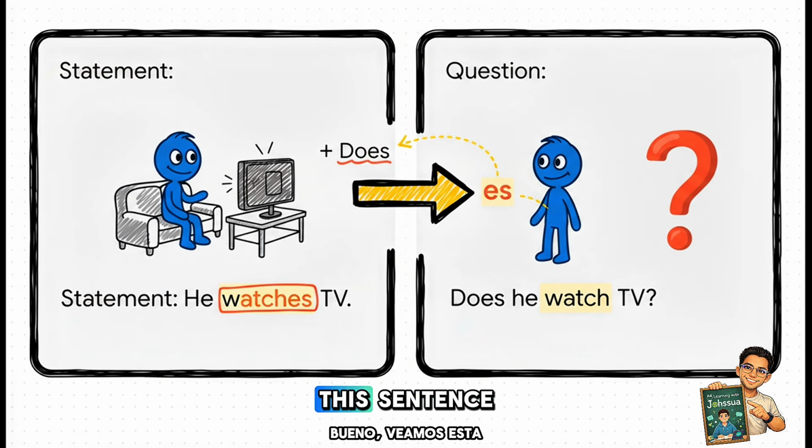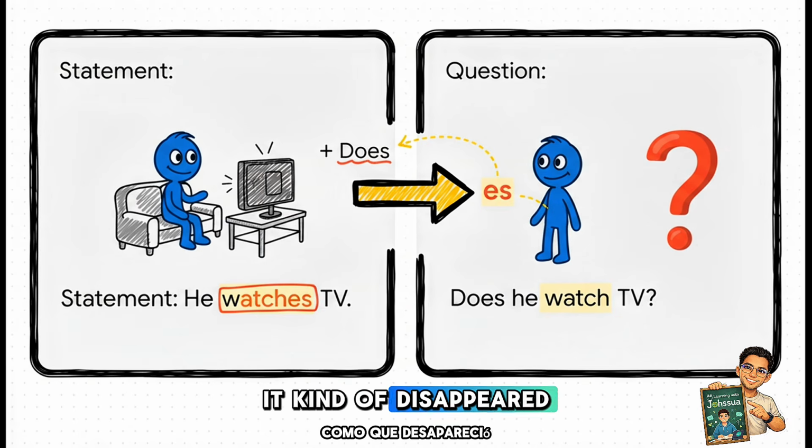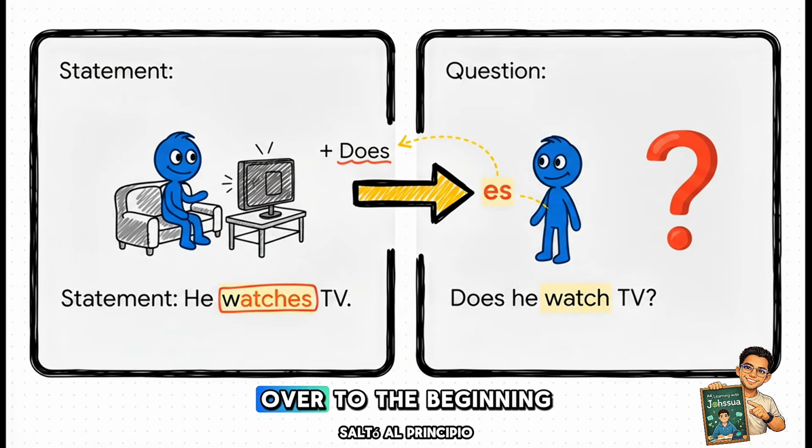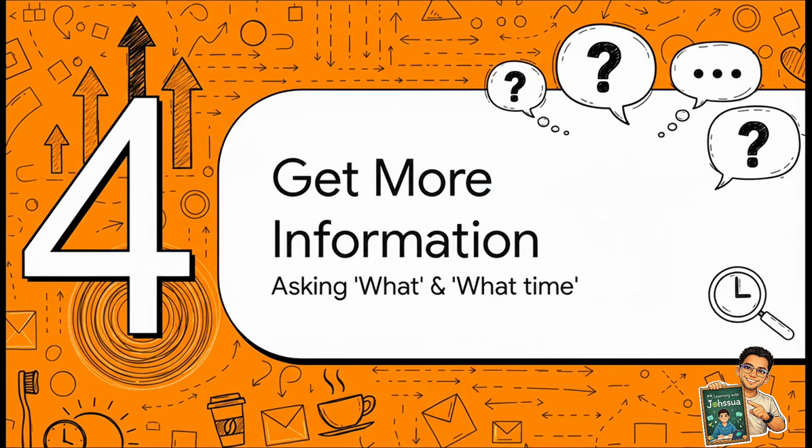Well, let's look at this sentence. He watches TV. For this one, our magic word is does. So we say, does he watch TV? Now, did you notice something cool? The S at the end of watches, it kind of disappeared. That's because it hopped over to the beginning to help make the word does. It's like it jumped from the end to the start. You guys are doing an amazing job with this.